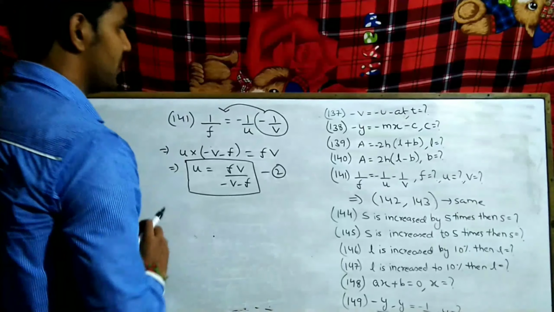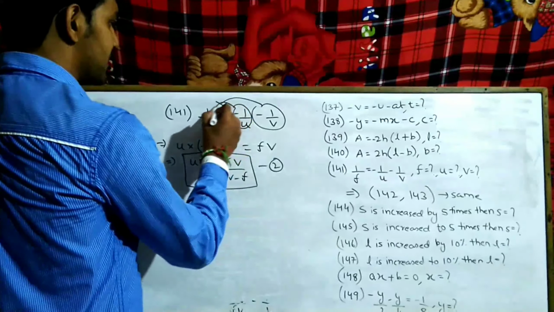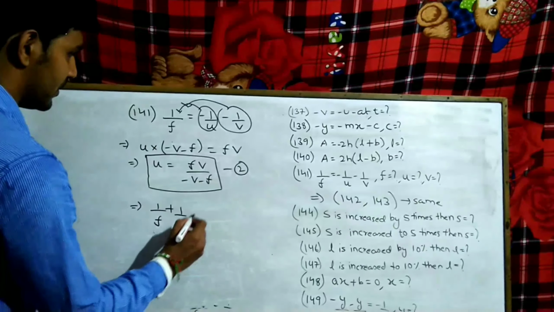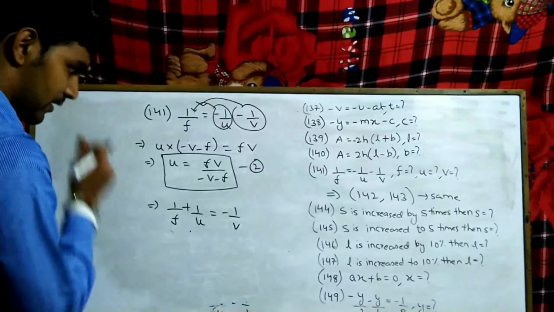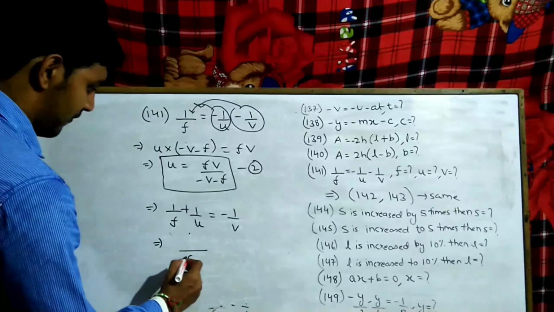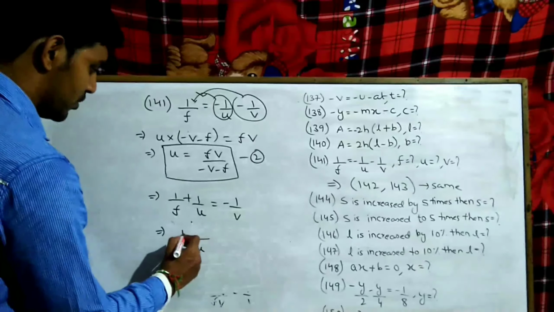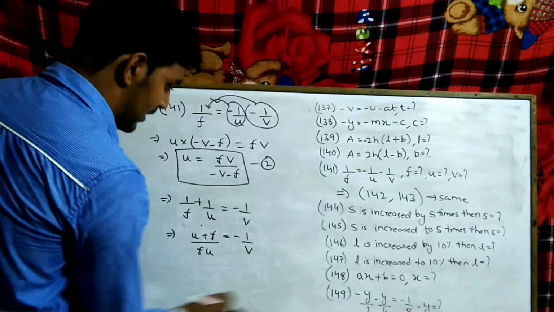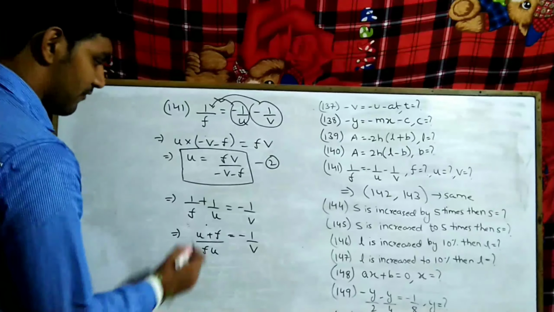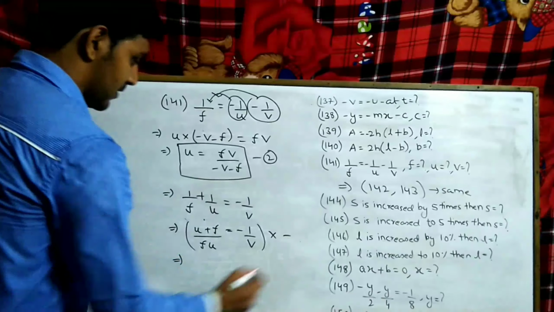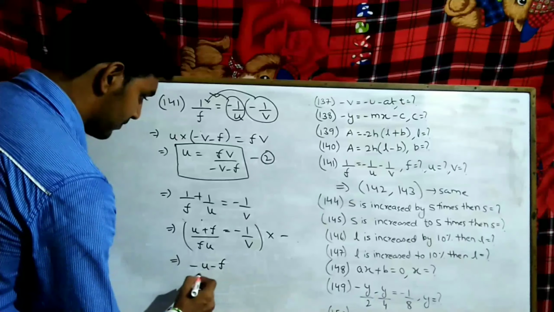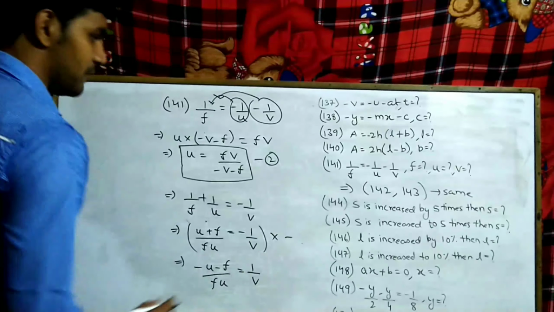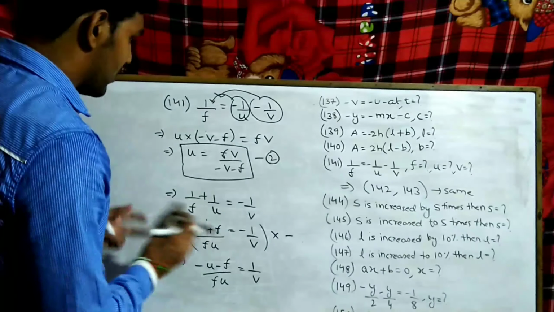We have to find the v value. Now I am sending this to that side. What happened? 1 by f plus 1 by u is equal to minus 1 by v. Same LCM, fu: u into 1, u, plus f into 1, f, is equal to minus 1 by v. Now multiply with the minus sign. So minus u minus f by fu is equal to 1 by v. Plus will come because minus minus becomes plus.